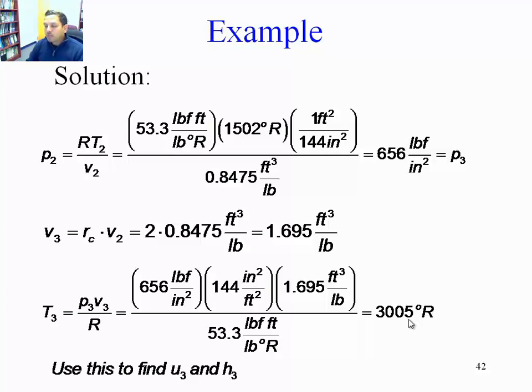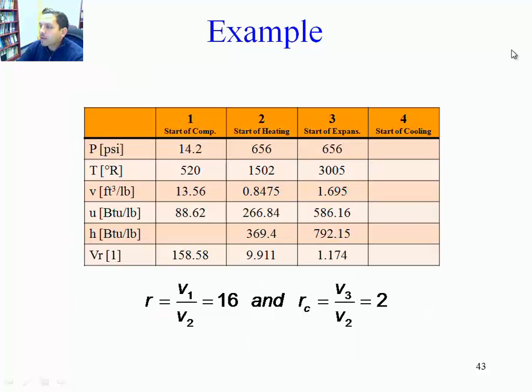So, knowing the temperature of 3005, we can calculate the energy and the enthalpy as needed, and also the VR from the tables. So we go to the table with 3005. Notice the pressure is the same as pressure in 2. Volume is double than the volume in 2. But what's important is the temperature, because with the temperature we can go to the table and calculate the energy, the enthalpy, and the VR. Okay, so now we have almost everything solved except for point 4.